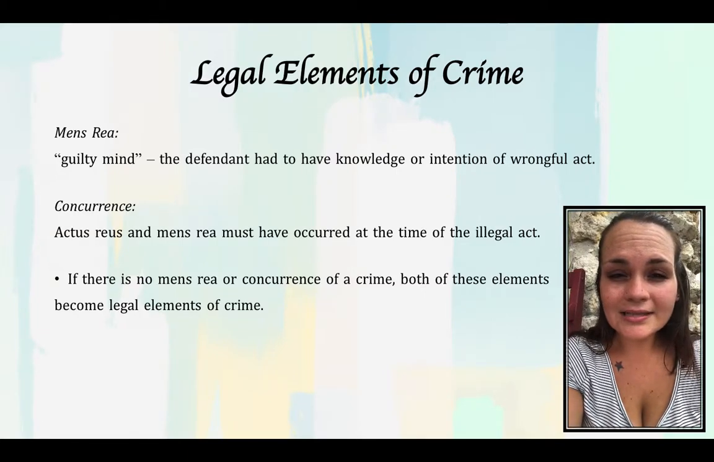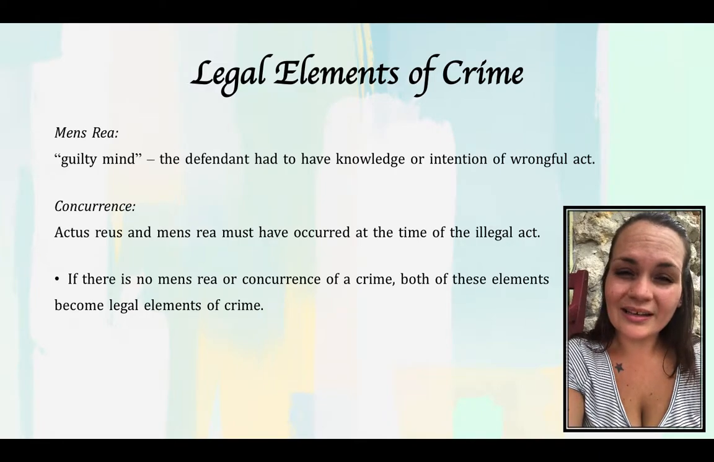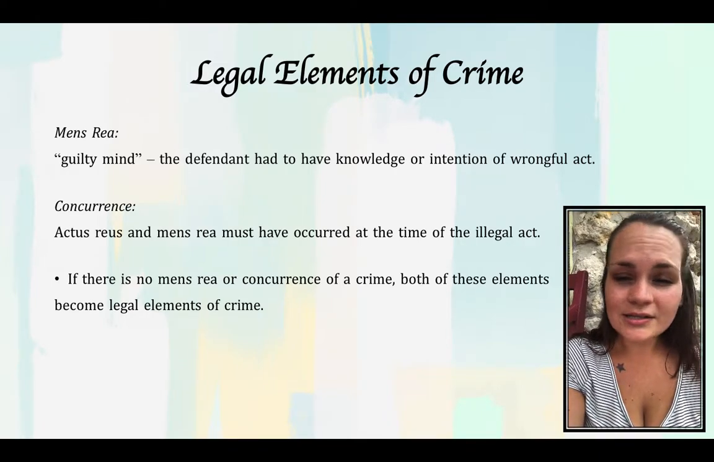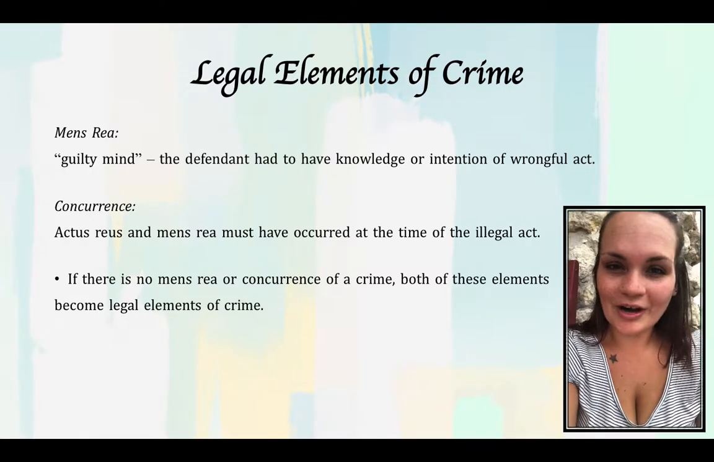Now, the person has to be proven guilty of all three of these in order to be criminally liable. So if there is no mens rea or concurrence of a crime, then this person cannot be criminally liable. So then mens rea and concurrence both become legal elements of a crime.